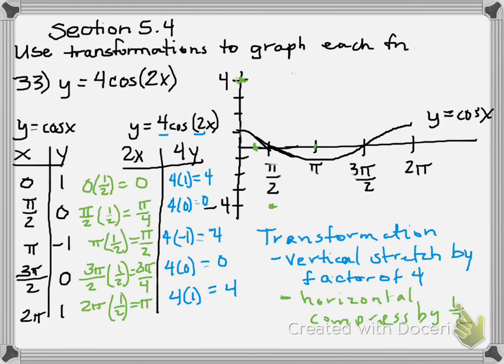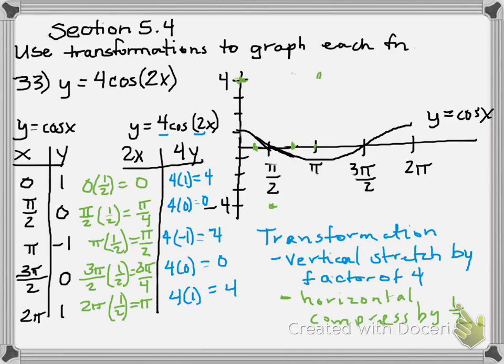Alright, then we have 3 pi over 4, 0. Well, 3 pi over 4 is between pi over 2 and pi. So it's at 3 pi over 4 and 0, so that's about right here. Alright, and then the last one is pi, 4. So at pi, we're going to go all the way up here and make a dot.